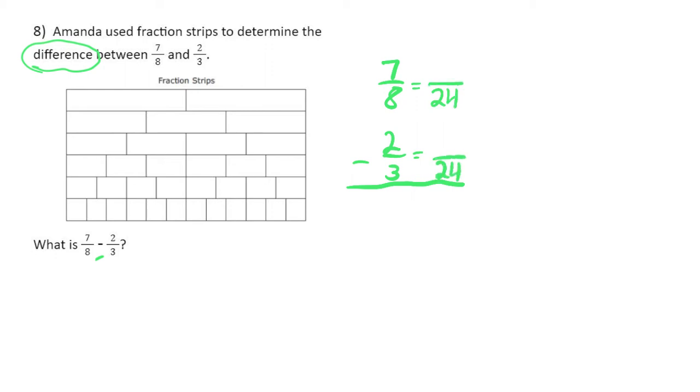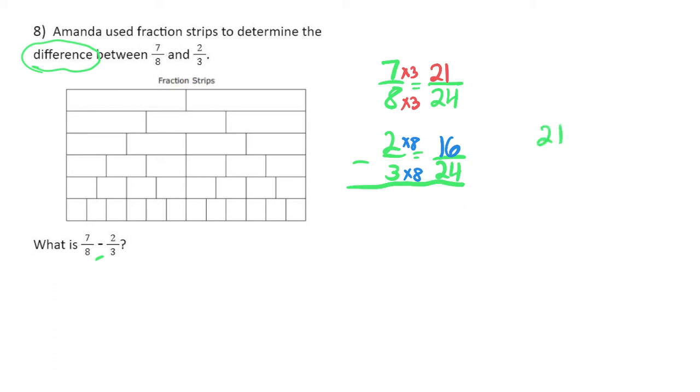Now take each one at a time. How does an 8 become a 24? You do times 3. So 7 times 3 is 21. Then on this other fraction, how does a 3 become a 24? That's going to be times 8. And then 2 times 8 is 16. So now we've got 21 24ths minus 16 24ths.